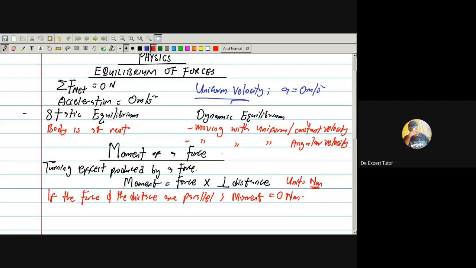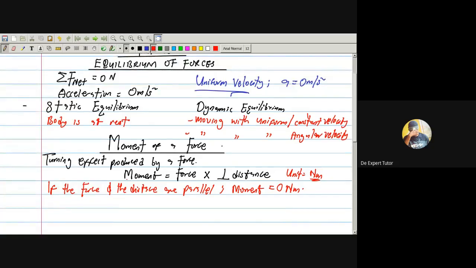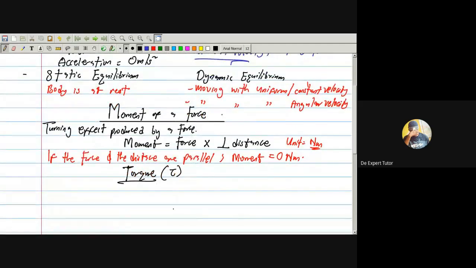Okay. So that's how to find moment. Force times what? Perpendicular distance. Okay, pay attention. Now, what do we call torque? You represent that with tau, this Greek letter tau. If I'm done discussing torque and everything, then we'll solve questions on moment. Now, what do we call torque?